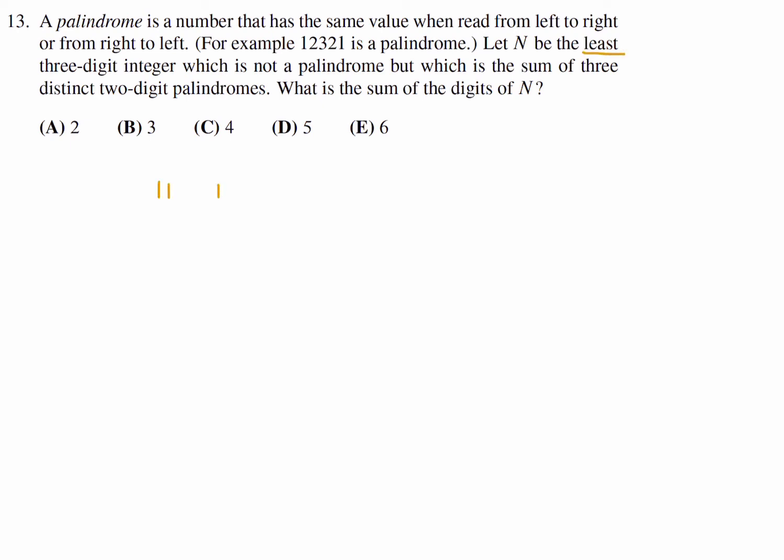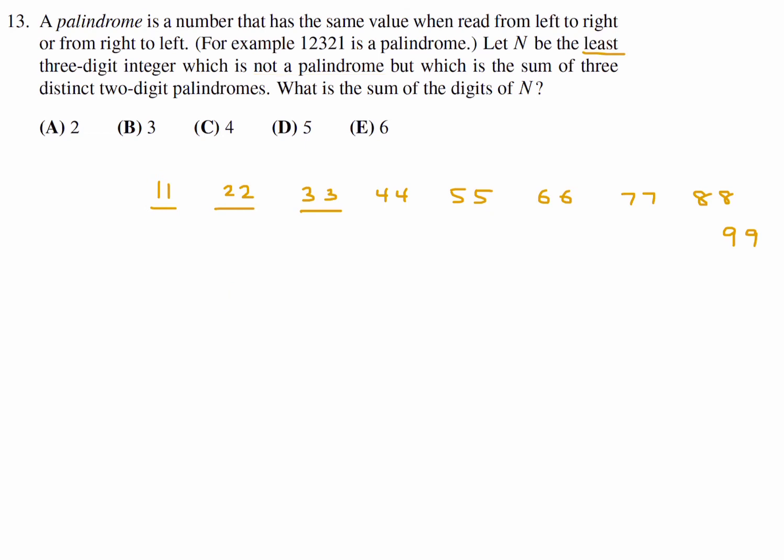All right, let's start talking about the palindromes that are 2-digit. 11, 22, 33, and so on. And we want to add 3 of these guys. All right, so 3 of them, but I want the least. So let's try these 3 first. And when you do, you get 66. Well, that's bad for 2 reasons. First of all, it's not a 3-digit integer, and it is a palindrome because they want something that's not a palindrome. Okay, so that didn't work.